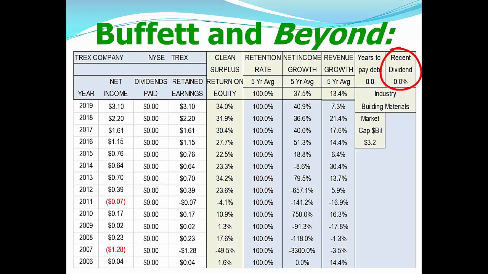It's not paying a dividend, which means it's taking all the money it's making and putting it back into itself in order to grow and gain market share. And for years to pay debt, well, folks, it doesn't have any debt, so you can't get a better company than this, except it is a cyclical stock.